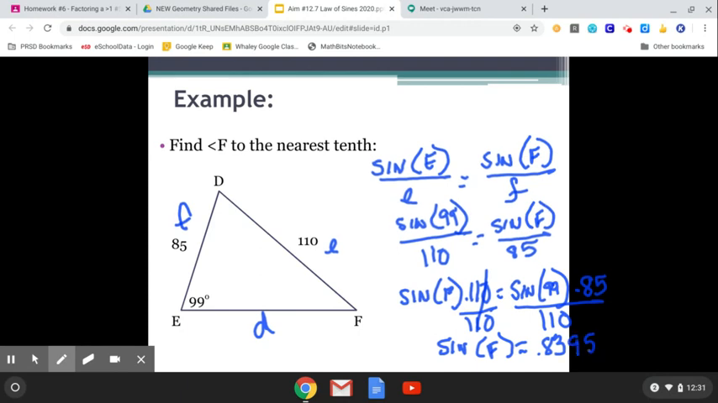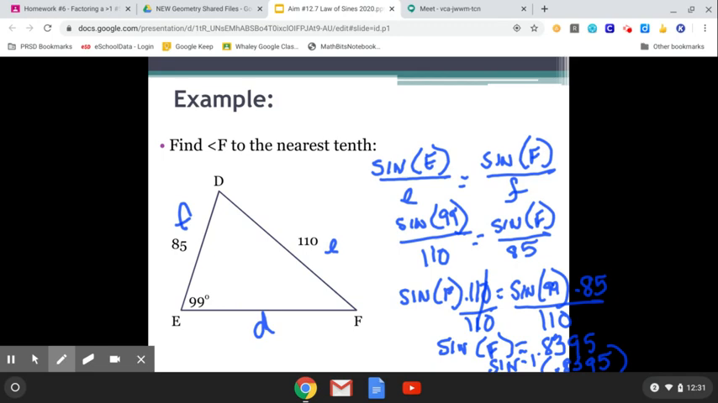Now, that's not what the sine of F is. That's not what F is. That's just what the sine of F is. So in order to find out what F is, we have to use the inverse of sine, that sine to the -1 button, and put in 0.8395 into our calculator. Make sure your calculator is in degree mode. If your calculator is not in degree mode, you're going to run into a problem with this. I think Mr. Albrecht walked you through that in a previous video.